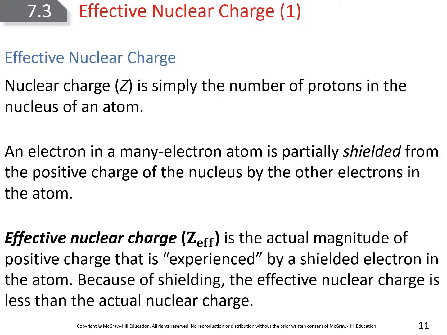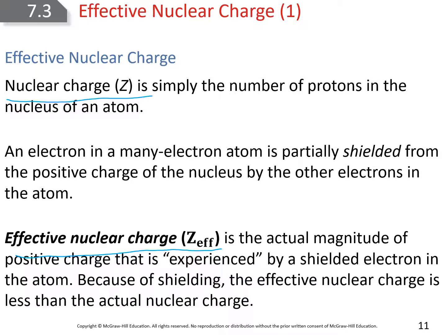Now, when we talk about these core electrons and valence electrons, we have a couple of things going on with them. The first one is just a generic nuclear charge. We call that the capital letter Z. That is simply the number of protons in the nucleus of an atom. The effective nuclear charge, Z effect, is the magnitude of positive charge that is experienced by an electron.